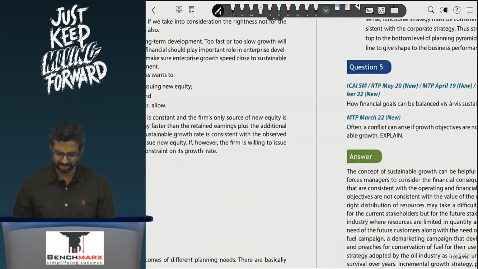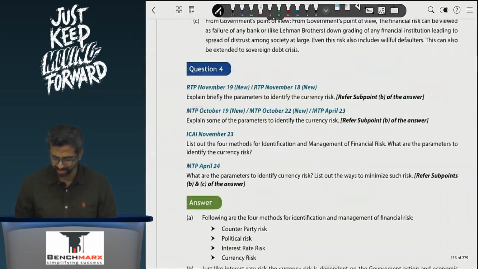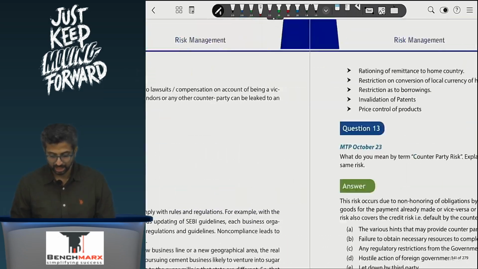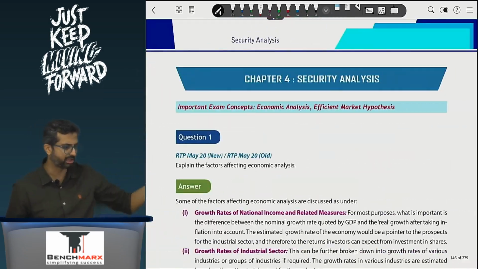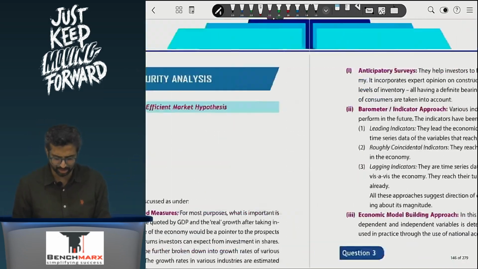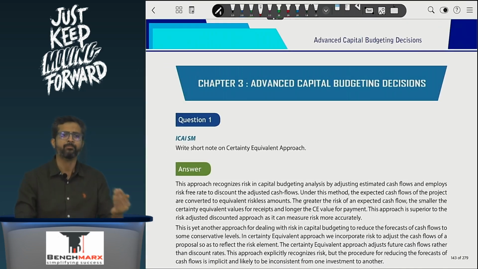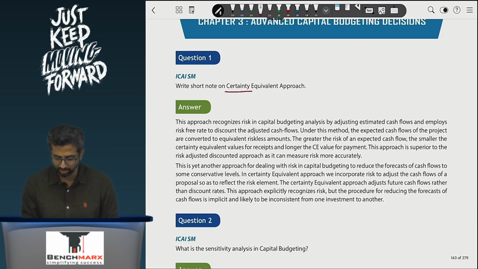Next we have capital budgeting. It's a relatively new chapter, and hence we don't have enough past questions or literature on this from the study material. Whichever questions are there, we are covering them. But for other topics you'll have a lot of RTPs, MTPs and more to cover. So we look at a theory question on what is a certainty equivalent approach.